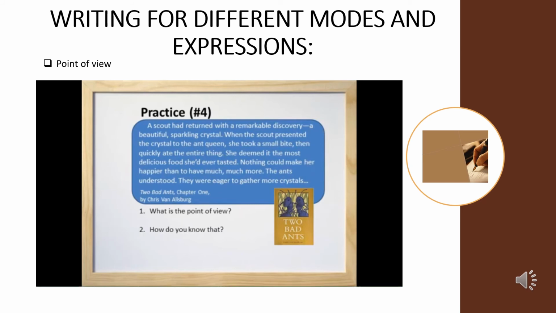Practice number 4. From the story Two Bad Ants, Chapter 1 by Chris Van Allsburg.